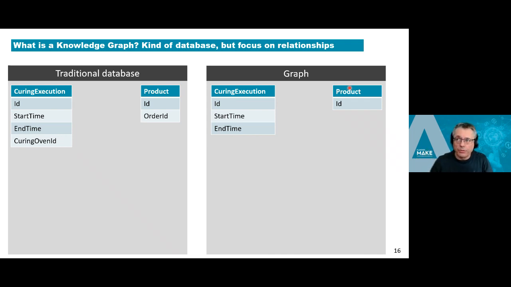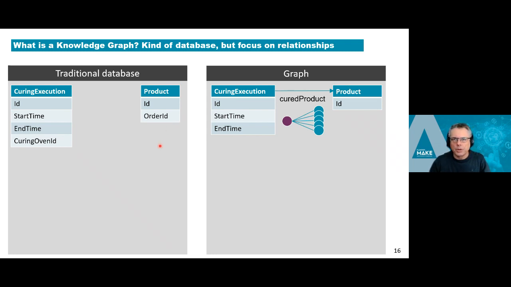If you do that in a graph, then a graph is simply pointing. It says, that curing execution points to the cured product. That's quite obvious. That's how you think as well. And if one curing execution has done these 5 products, and the next one maybe 3, and the next one 10, or whatever, then you have just 5 relationships, or 3 relationships, or 10 relationships.